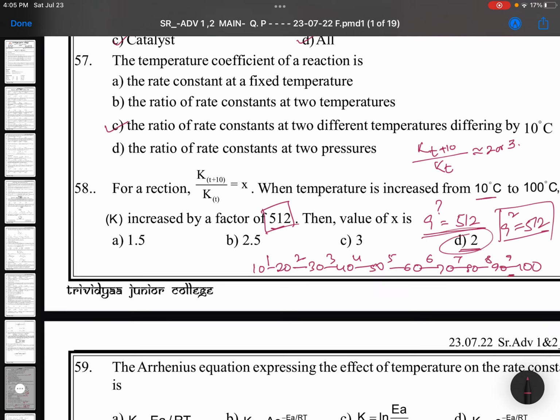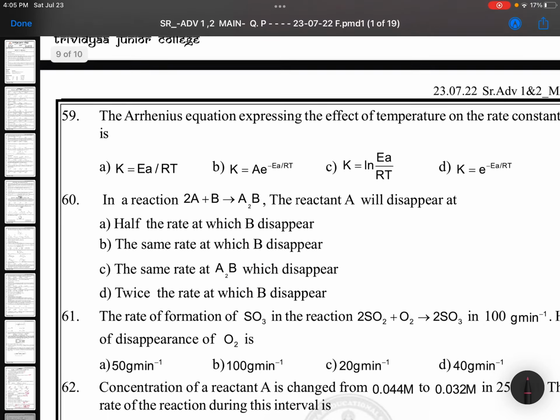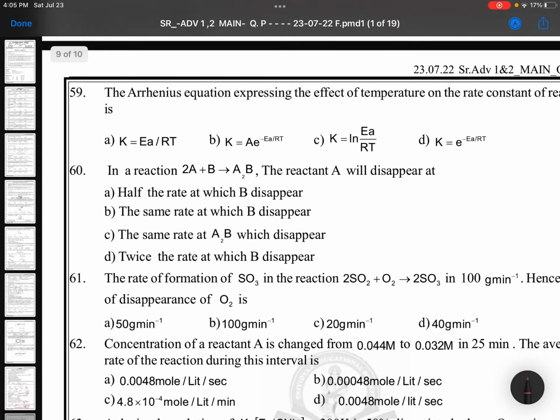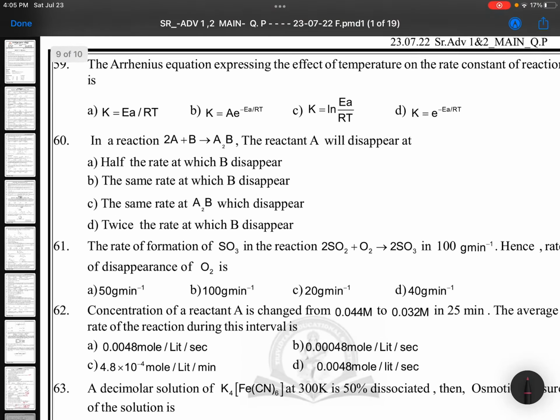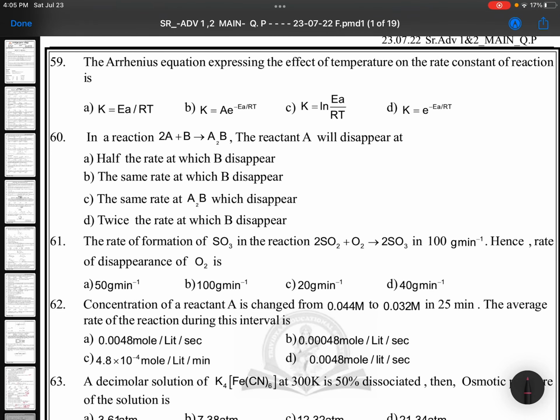The Arrhenius equation is a direct question. K is equal to A e to the power of minus Ea by RT. Direct question.